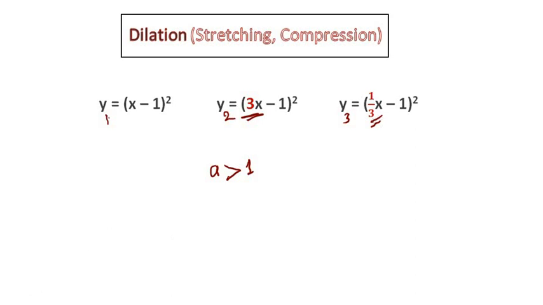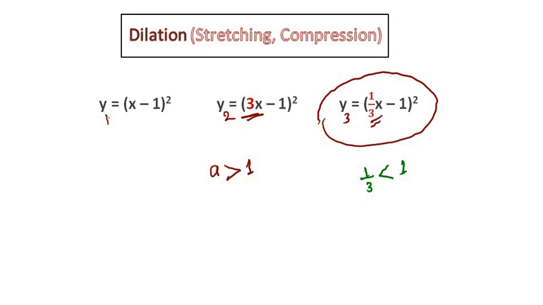Now, what about this one? What do you expect? A is less than 1. A is 1 over 3. 1 over 3 is less than 1. This is the opposite. So we expect that the function will be stretched horizontally.